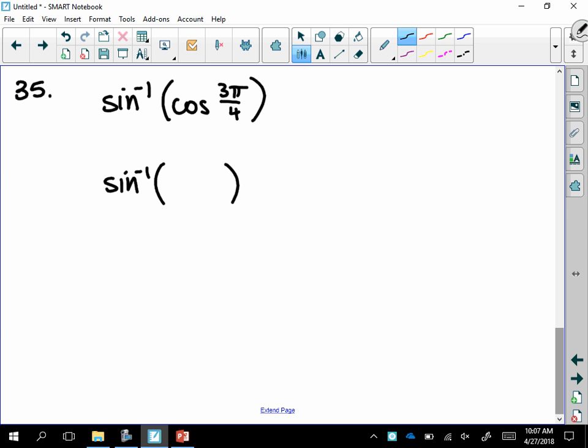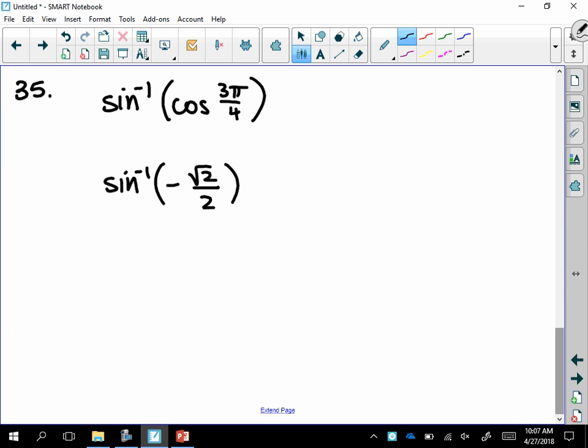3 pi over 4 is in what quadrant? What do you know about cosine in the second quadrant? And what's the reference angle? And at pi over 4, the cosine value is?